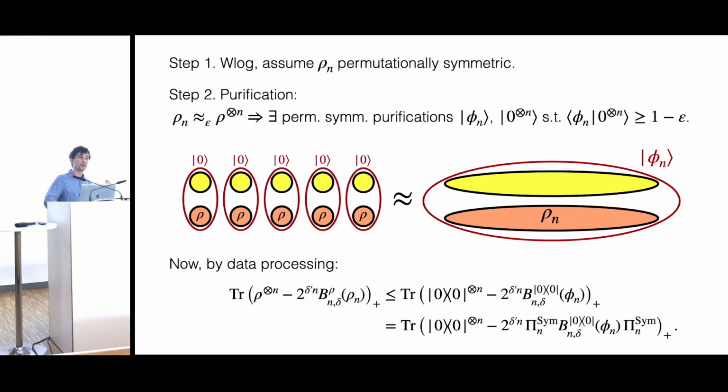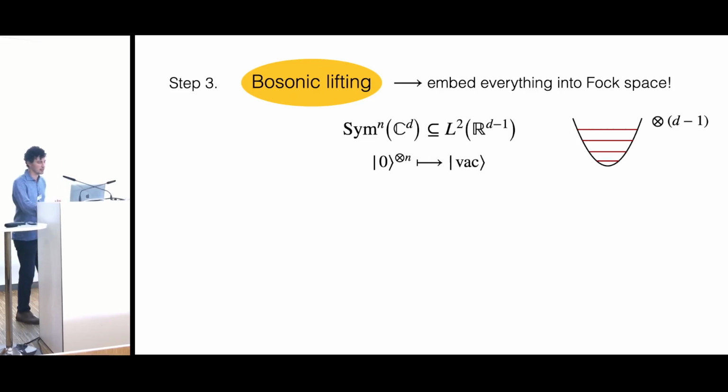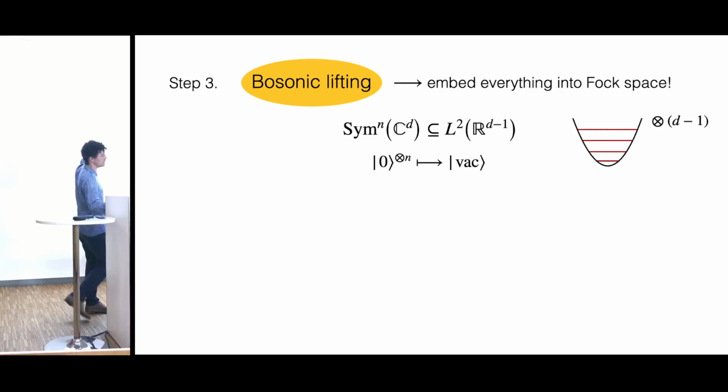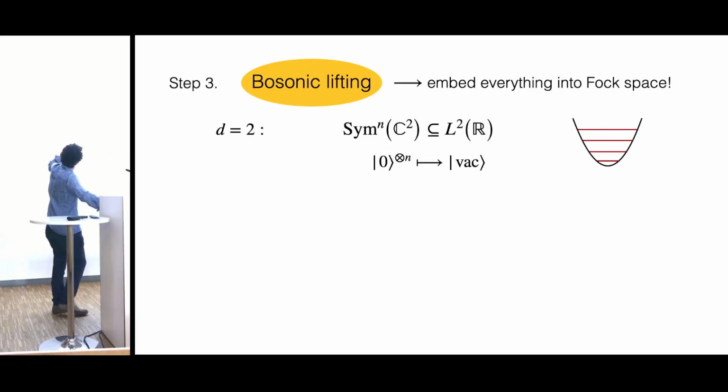Okay, so now the advantage of this is that we are in the fully symmetric subspace. And if you have a sequence of fully symmetric subspaces, you immediately think, okay, I can embed all of them in the bosonic space, in the Fock space. That's exactly what you do. So now we are working in finite dimensions, so C^d, but C^d is too complicated. Let's take d equals 2. We can actually understand things.